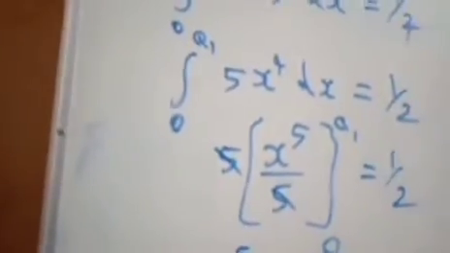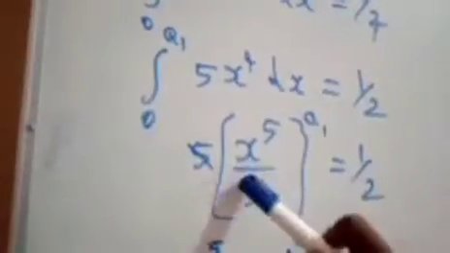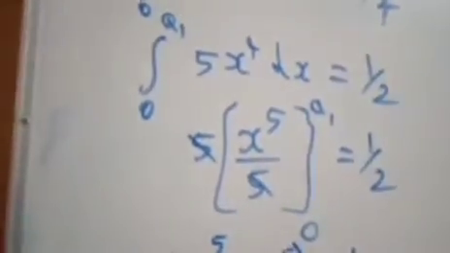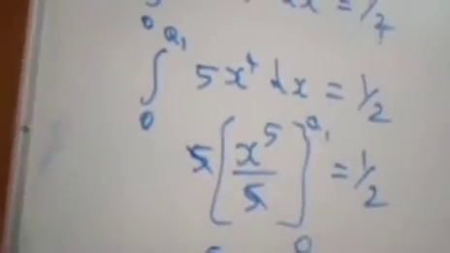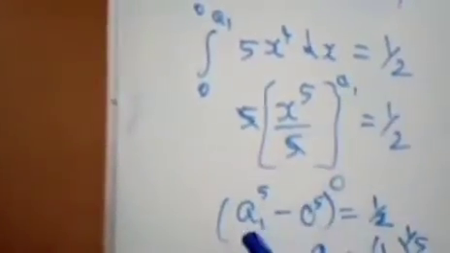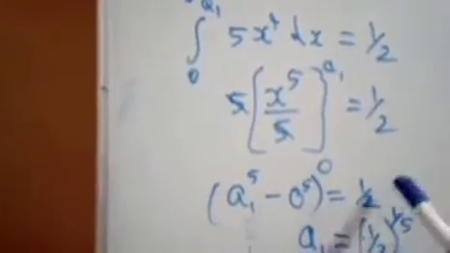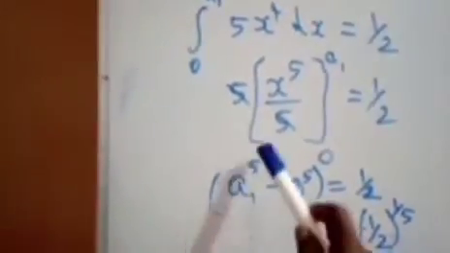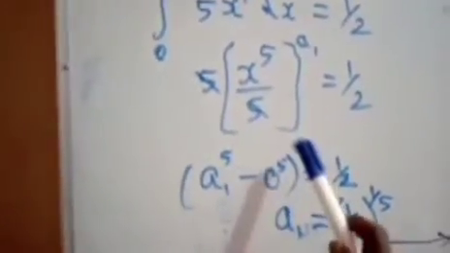Otherwise we can easily get it: if you know the differentiation of x power 5 is 5x power 4, we can write the integration of 5x power 4 is x power 5. Otherwise you have to use the integration formula. Now we apply the upper limit minus the lower limit. So a1 power 5 minus 0 power 5 is equal to 1 by 2. So a1 power 5 stays as it is, and 0 power 5 is 0.